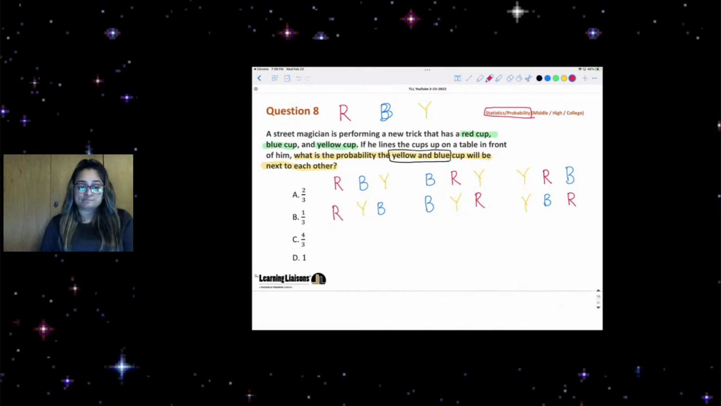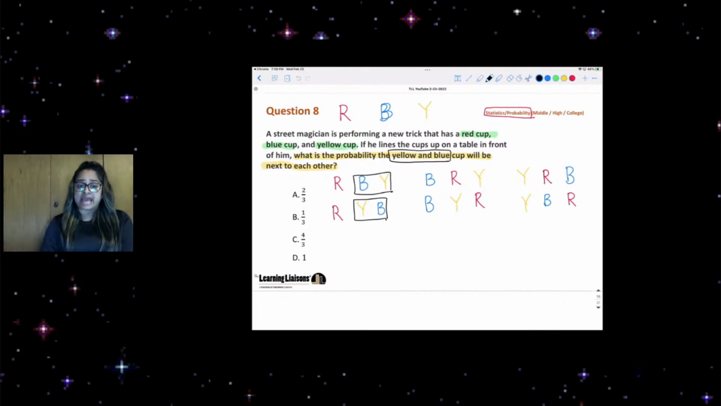Okay, I've done all my combinations. There's nothing else that we can possibly do without repeating what we already have. So what was that stuff that we were supposed to remember? We want to see where the yellow and the blue cup are next to each other. So here is a yellow and a blue. Oops. Here is a yellow and a blue.